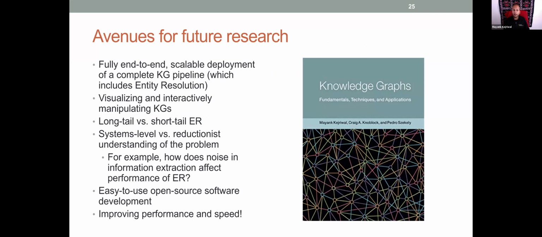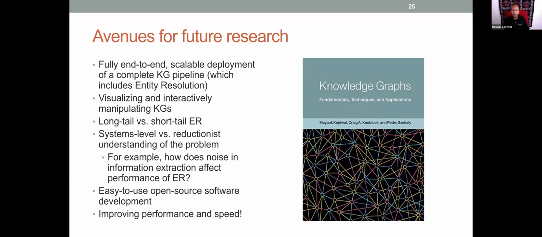And this is my very last slide. But I just want to give you some avenues for future research, especially for PhD students out there. And I think the biggest avenue is we still don't really have, except in very big companies, a fully end-to-end scalable deployment of a complete KG pipeline, where you have state-of-the-art algorithms for IE, for ER, for knowledge graph representation learning. The individual algorithms exist. How do we put them all together, right? And get that final product? I think we really need that. We don't have that right now.